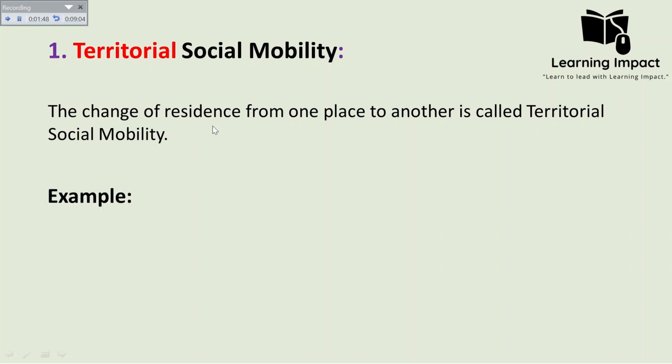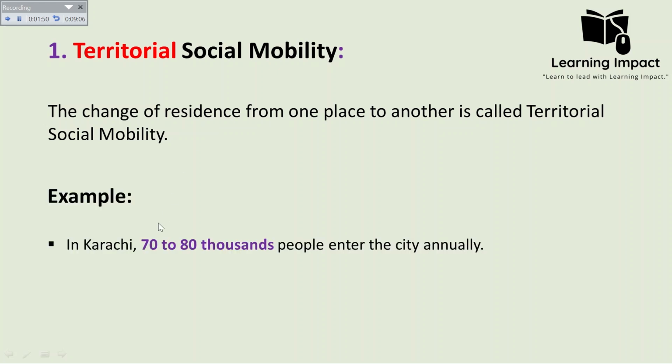An example of territorial social mobility could be Karachi, where 70 to 80,000 people enter the city annually. Karachi faces the highest migration, and that's why its demographics are changing. There are now more non-Urdu speakers in Karachi. So we can say that this highest migration is also an example of territorial social mobility.